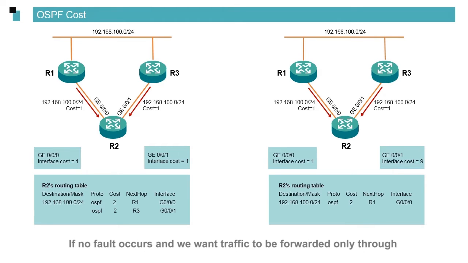If no fault occurs and we want traffic to be forwarded only through the path where R1 resides, we can change the cost of R2's right interface, GE0/0/1, to a larger value so that the left path will be preferentially selected and put into R2's routing table.